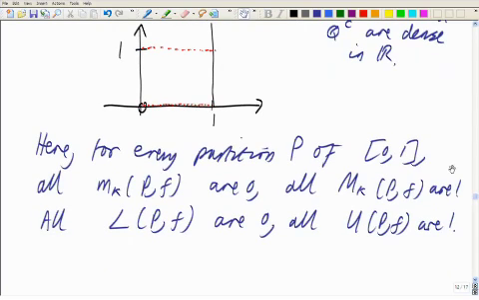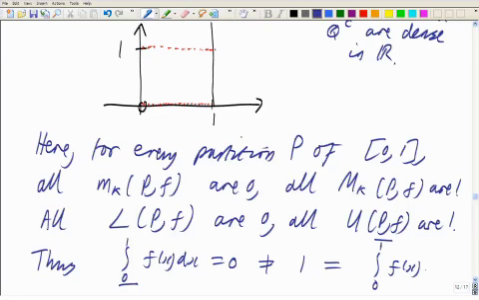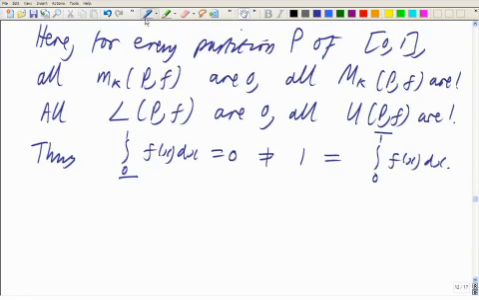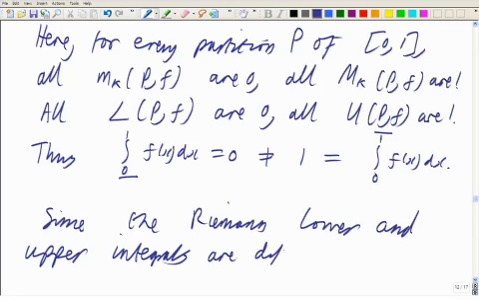So by the time you take the least upper bound of the lower sums, you still get 0, which is not equal to 1, which is the upper integral. And since the Riemann lower integral is different from the Riemann upper integral, it's not Riemann integrable. So since the Riemann lower and upper integrals are different here, f is not Riemann integrable.